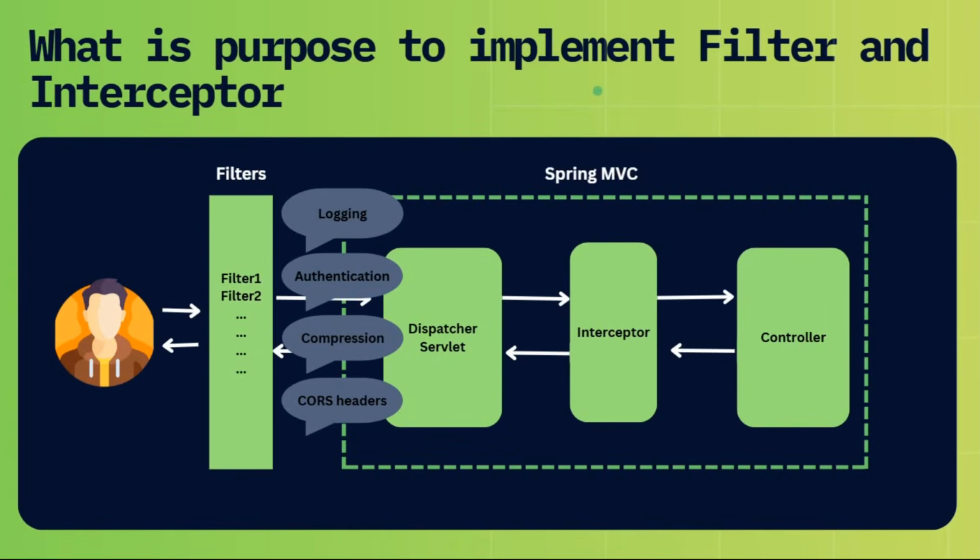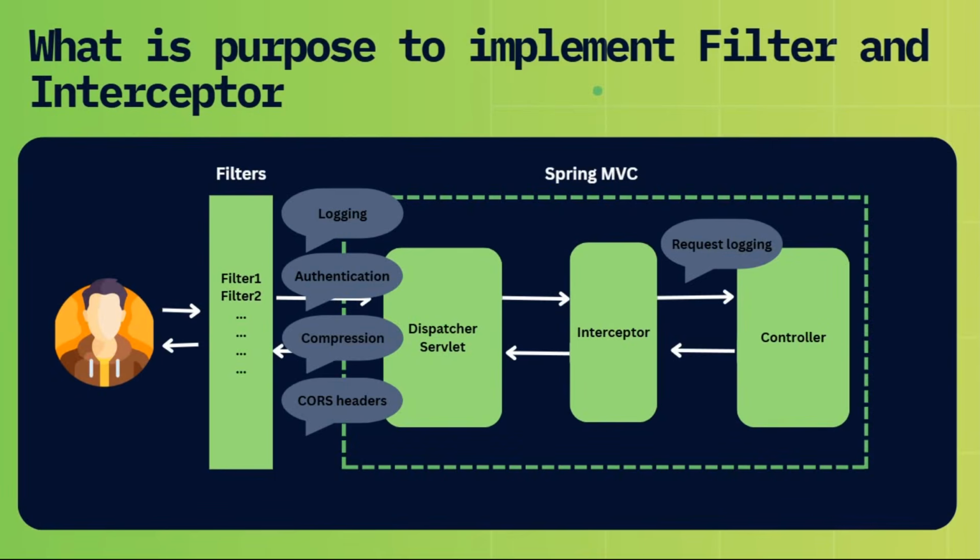Now, let's look at the common purposes of using interceptors in Spring Boot. Request logging. Just like filters, interceptors can also be used for logging, but with more context. Since interceptors operate at the Spring MVC level, you can log things like the controller method being called or any specific annotations used. This gives you deeper insight into what's happening inside the application.